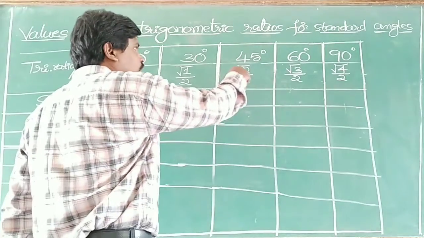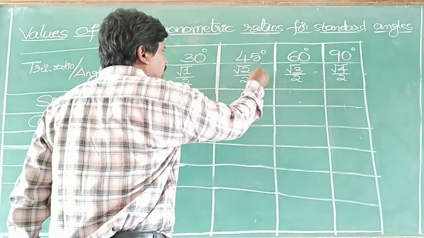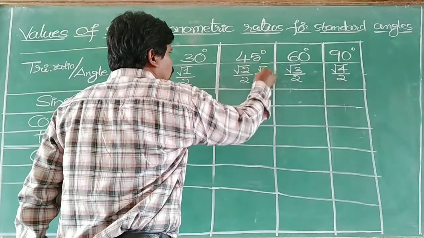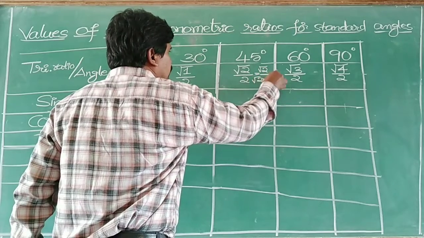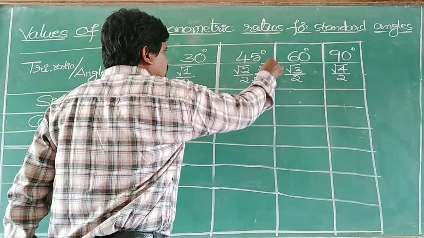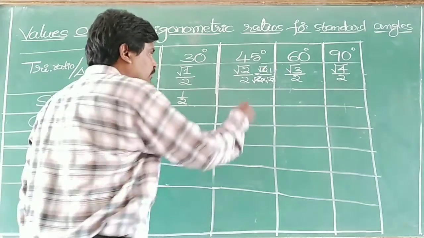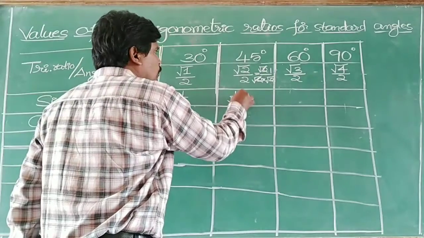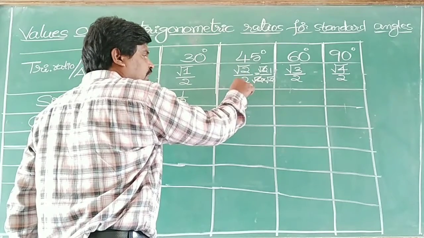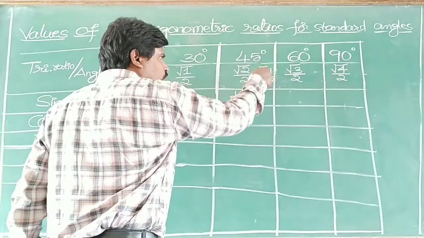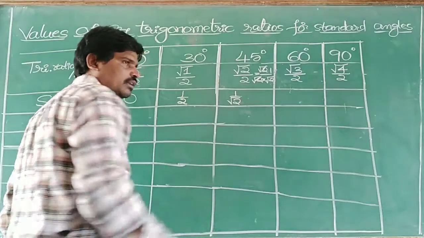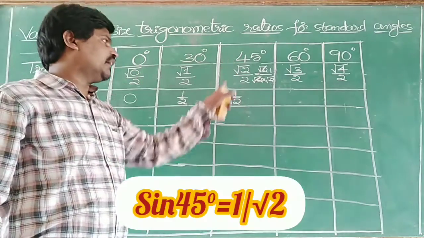In the same way, root 2 by 2. How will you write root 2 by 2? 2 I can write as root 2 into root 2. Root 2 cancels, and 1 by root 2 is left. This is for sine 45 degrees.